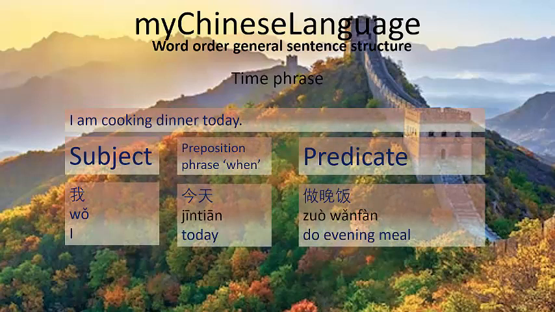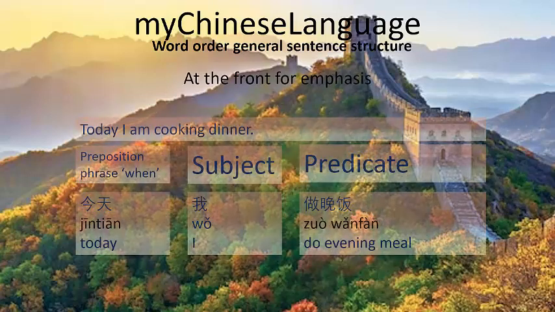Time phrases split the subject and predicate. References to time, as in when I am actually going to be doing the cooking, are usually placed late in the English sentence, but in Chinese are usually inserted between the subject and the verb. I cook dinner today. 我今天做晚饭. Just as in English, however, we can put the time phrase at the beginning of the sentence for emphasis. Today I cook dinner. 今天我做晚饭.